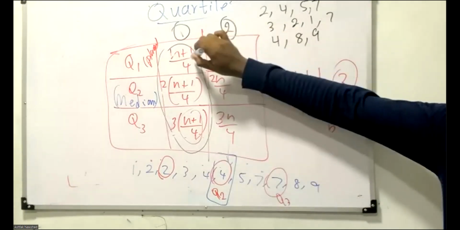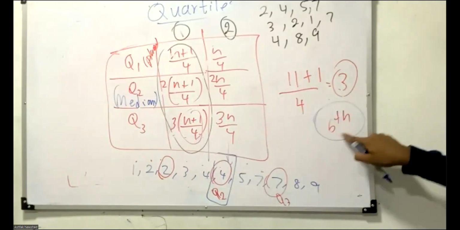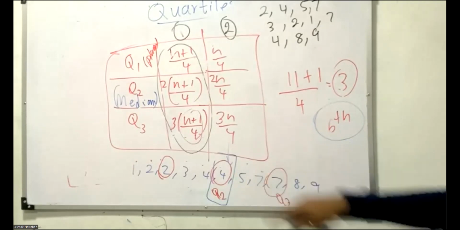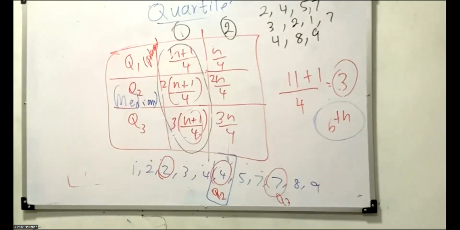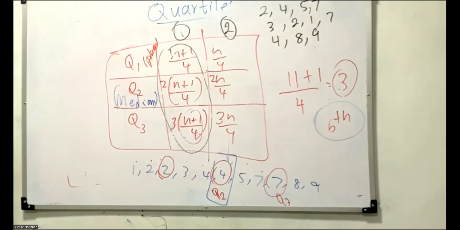So from this formula, you don't get the direct answer. From the formula, you get places, sixth place. So you must count and see what data is there. See, the second quartile is 4, and it is in sixth place. Is it clear how to find quartiles of a data set?